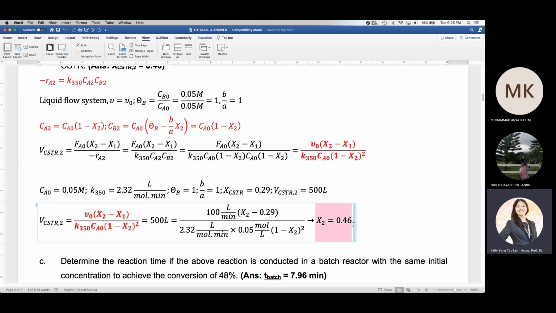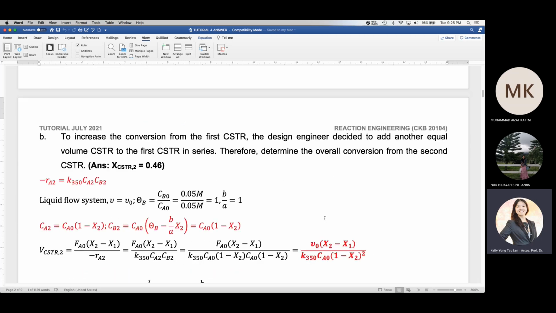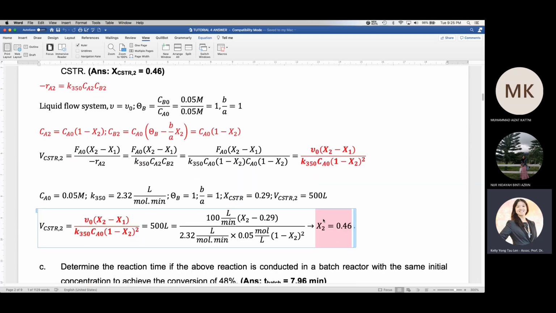So, sama je konsep. Katakan kamu kira conversion reactor bersiri ni. The conversion at the next reactor, kedua ke, reaktor ketiga ke, will always be bigger than the previous one. Sebab tu dalam kes ni, first reactor hanya mencapai 0.29. Dalam second reactor dinaik kepada 0.46 sebab conversion ni tak reset, sebab daripada flow out pada reaktor pertama, yang unconverted baki yang tak convert tu dia terus flow masuk dalam reaktor kedua. So, conversion dalam reaktor kedua tu mesti lebih besar daripada reaktor pertama.